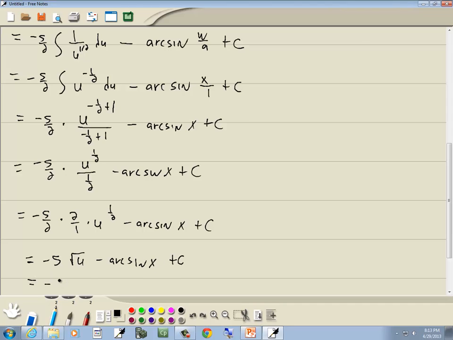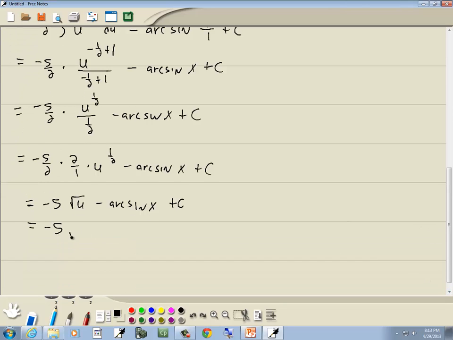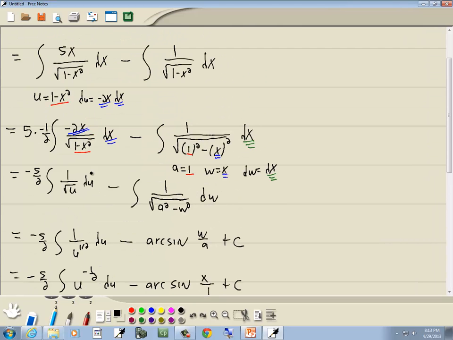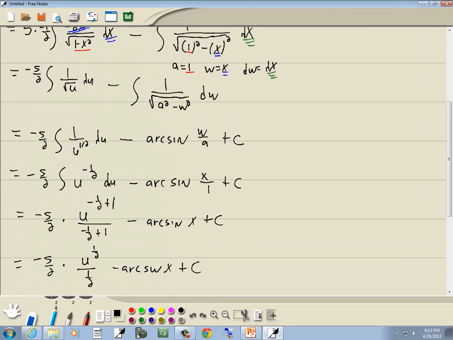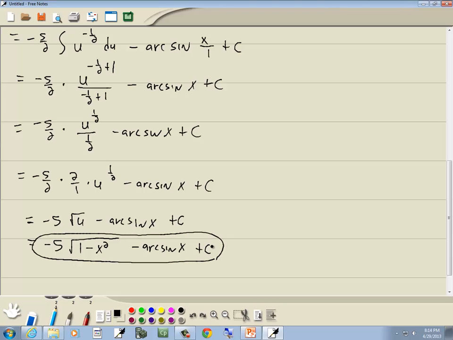Now we're so far down in the process, I've forgotten what u is equal to. So let me scroll back up and take a look. What did we say u was? U was 1 minus x squared. So I'll plug that back in now. So the square root of 1 minus x squared, minus arc sine of x plus c. And that's our answer. Let me go ahead and save this.